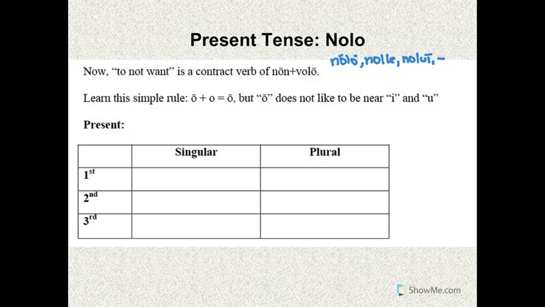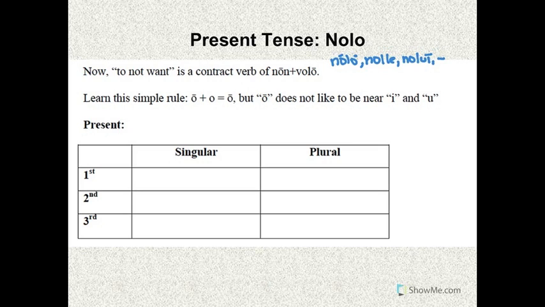Okay, now, in order to figure out how to conjugate Nolo, we can follow a simple arithmetic-looking rule. O plus O equals O, but O does not like to be near I and U. Okay, that's a big rule right here. Let's see if we can tackle it.